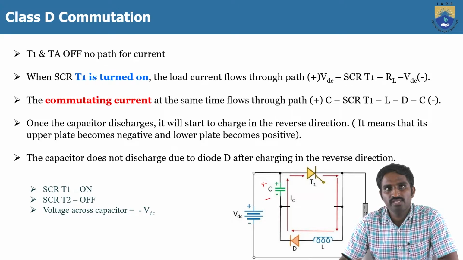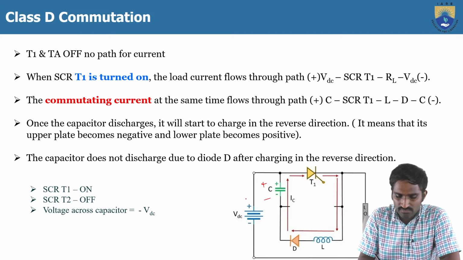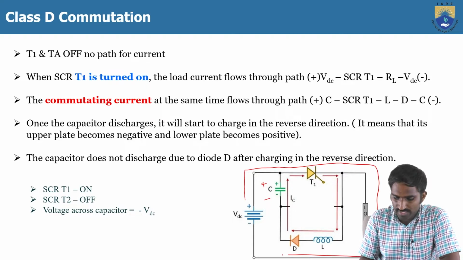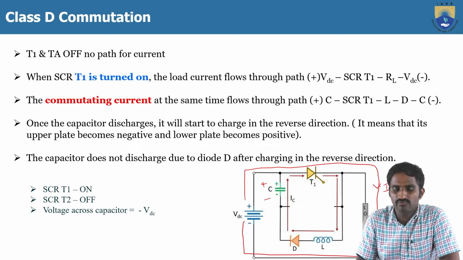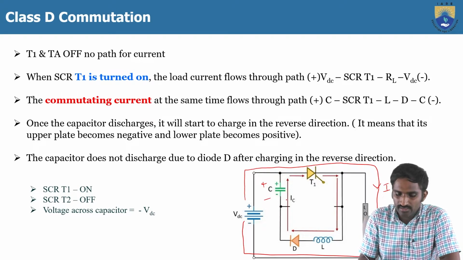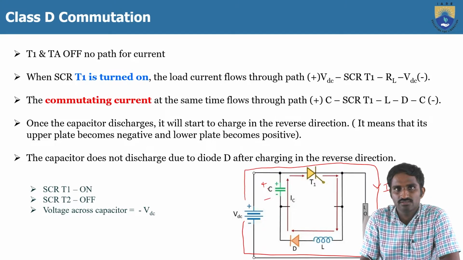Then, by giving the gate signal to the thyristor T1, we turn on the thyristor T1. The load current will flow from plus VDC through this SCR to the RL load to minus VDC. This is the path that the load current will flow. And again, as we assumed, initially the capacitor is fully charged, which means the voltage across the capacitor, VC, is equal to VDC.